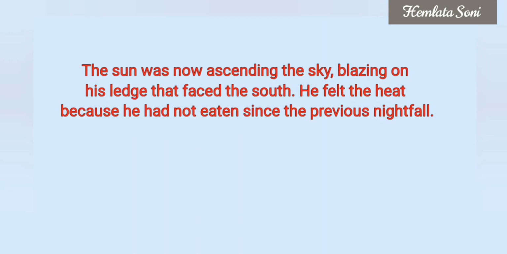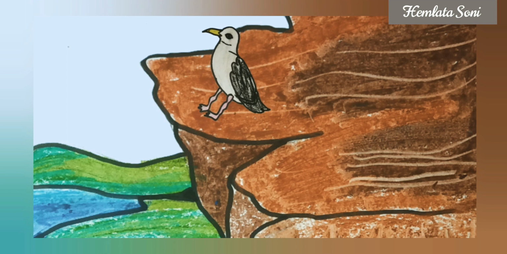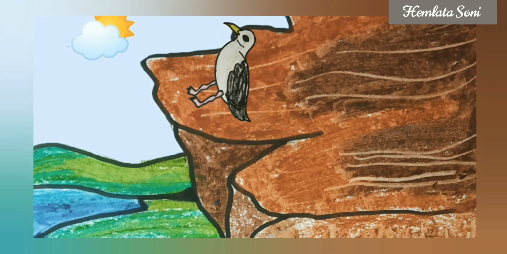Next para. The sun was now ascending the sky, blazing on his ledge that faced the south. He felt that heat because he had not eaten since the previous nightfall. Meanings of this para: blazing means shining with heat. The young seagull was sitting still on the ledge and the sun was ascending.